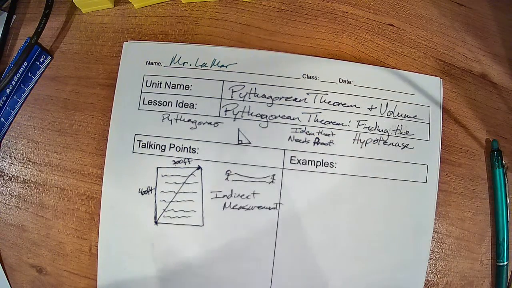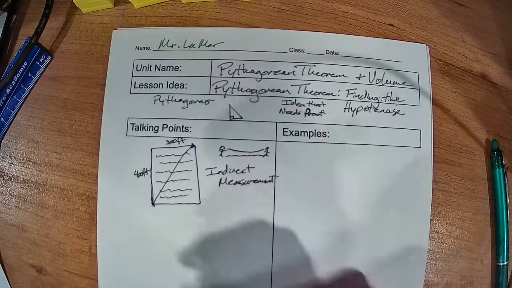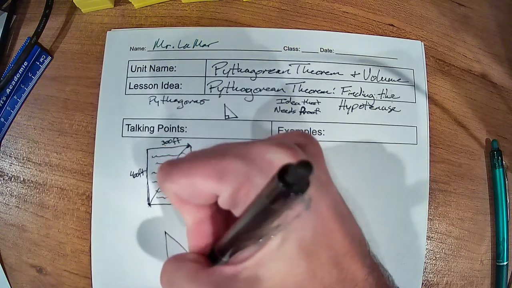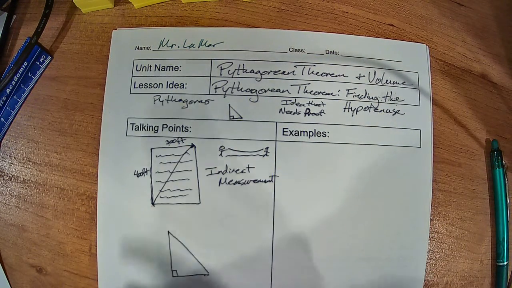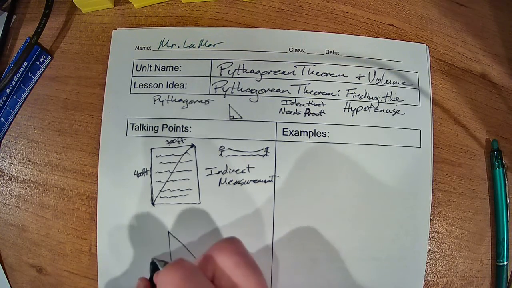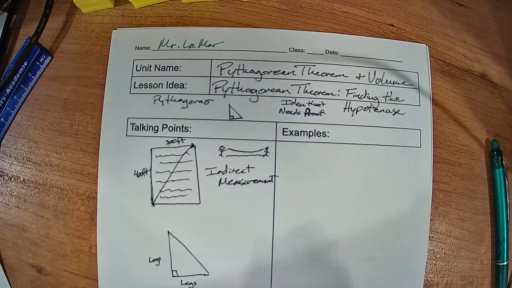The Pythagorean theorem, so this idea that Pythagoras came up with that needs proof, deals with right triangles, okay? In other words, one of the angles has to be a right angle. Now let's talk about right triangles. The two shorter sides make up the right angle. We call these sides legs. So here's a leg, here's a leg. All right, both of them are legs of the triangle.